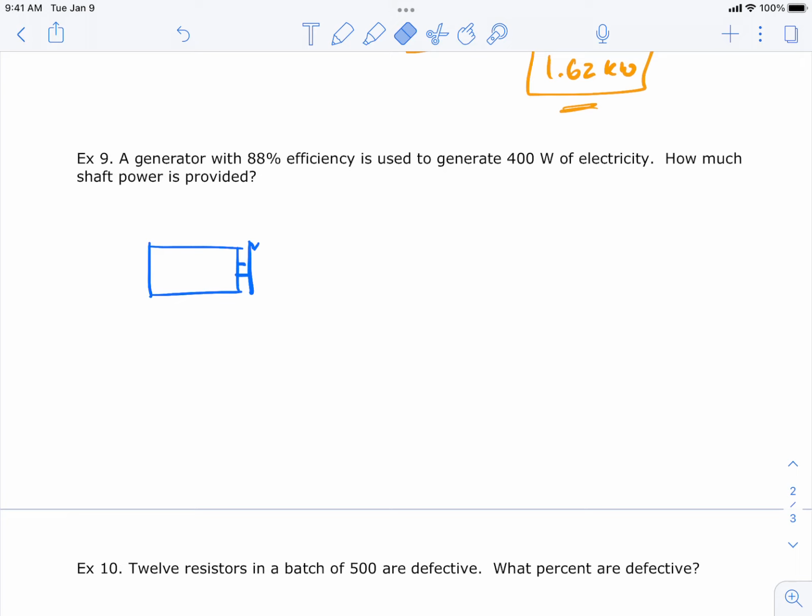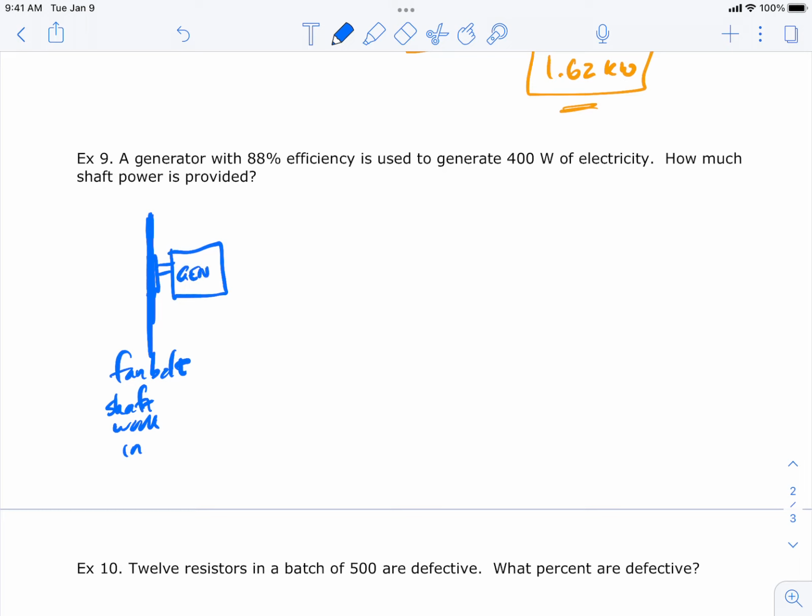So actually, since I'm using it, I'm doing it the opposite way. I'm going to actually draw it backwards. Not that you have to turn it around, but I'm going to. So what we have here is somebody has to run on a wheel out here, right? That's our fan belt or whatever you want to call it. This is the shaft work. That goes into the generator. And what comes out is, I guess I'll show 2 wires or something. This is electricity coming out.